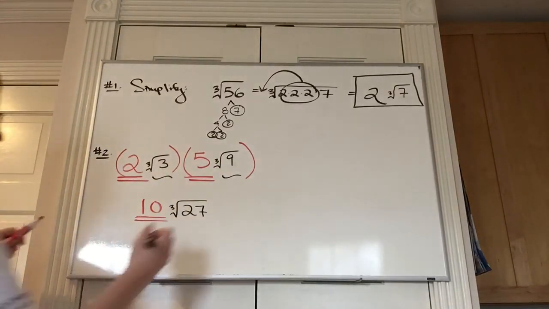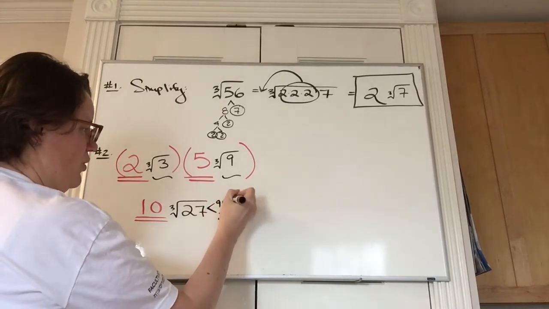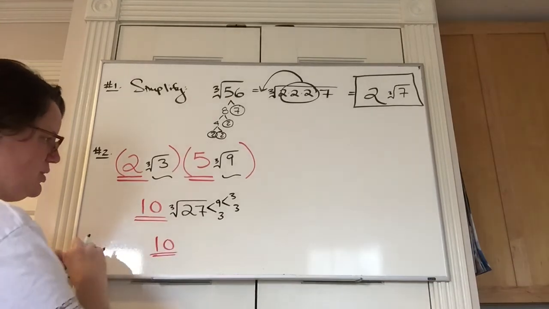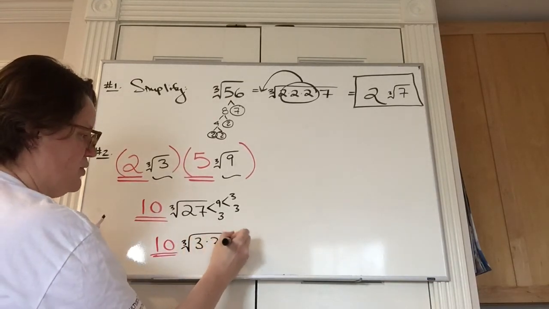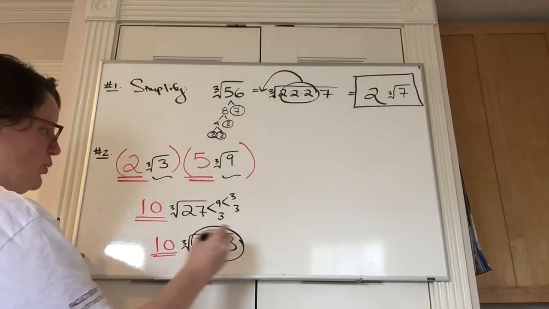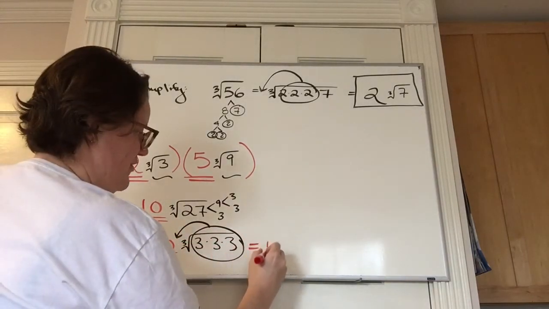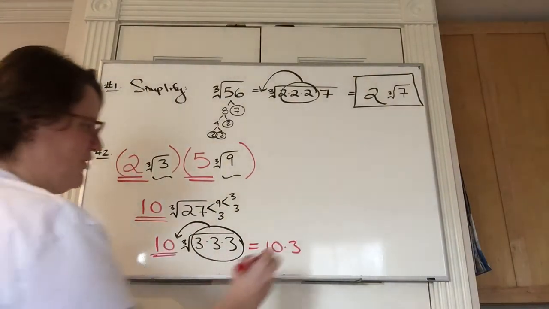But even if you can't do that right away, it still works to make a tree here. You could say this is 9 times 3, 3 times 3. So I have 10 times the cube root of 3 times 3 times 3. Because 27 is 3 times 3 times 3, this can just make a regular 3 on the outside. So I have 10 times 3.